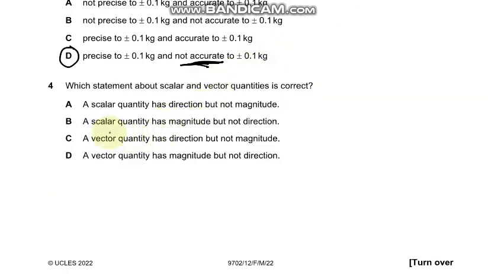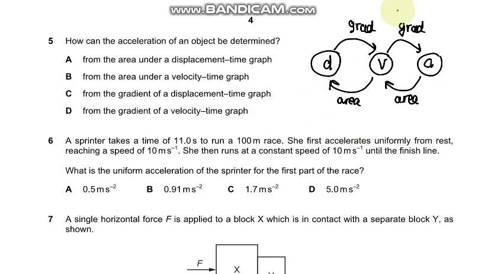Question number 4 says which statement about scalar and vector quantity is correct. A scalar quantity has magnitude but no direction. Question number 5 says how can the acceleration of an object be determined? So acceleration can be determined from the gradient of a velocity-time graph.